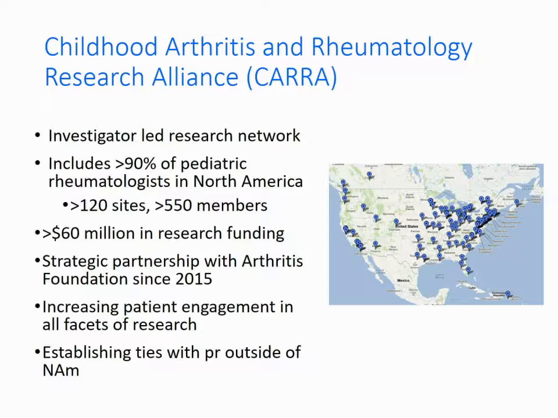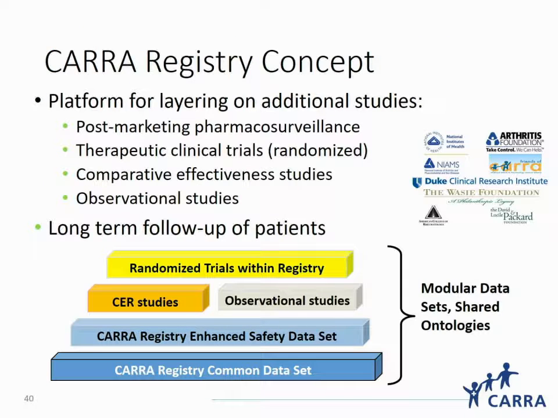So we started a new one to get better data. We're trying to increase patient engagement, and we're trying to establish ties outside. The concept of the CARRA registry is that it's a platform for laying on different studies, and this is only possible with a lot of funding from the National Institutes of Health, NIAMS, the Arthritis Foundation, as well as other institutions.